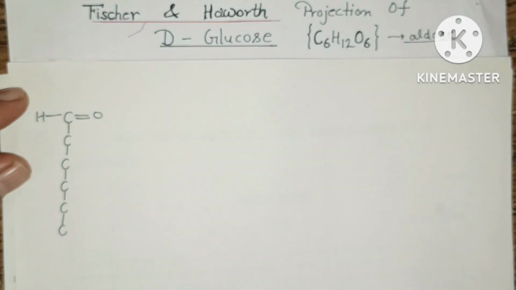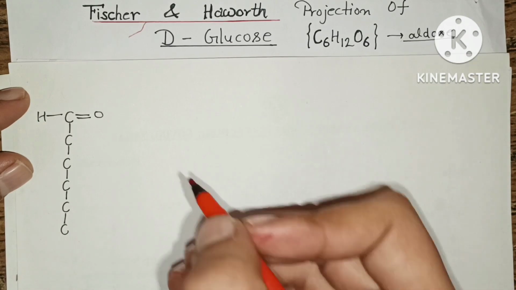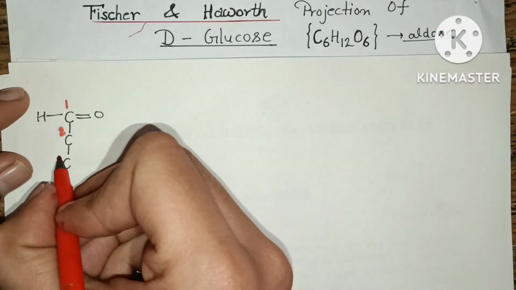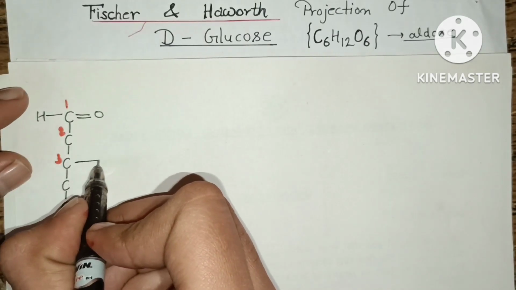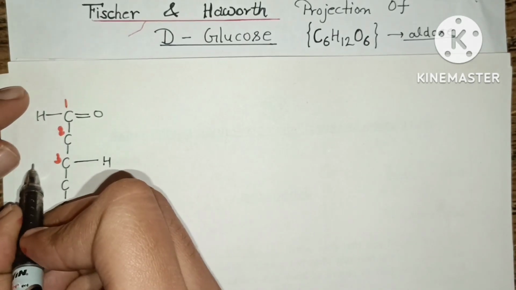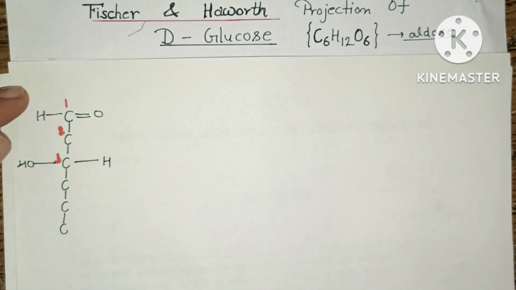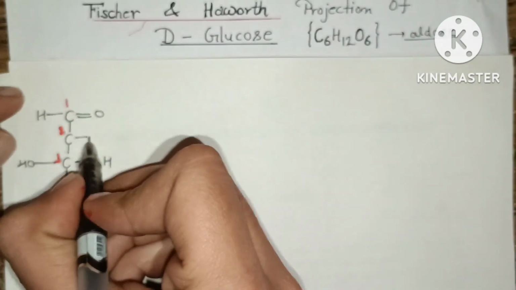Then many times you have confusion about at which carbon the OH should be at left and at which carbon the OH should be at right. There is no confusion. You need to find the third carbon. This is 1, 2, and this is the third carbon. At the third carbon, you need to keep hydrogen at right and OH at left. Rest all of the carbon will have OH at right.